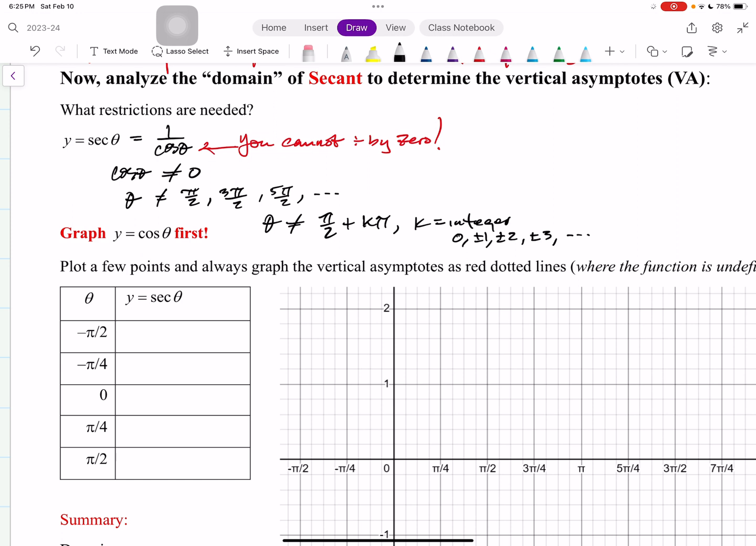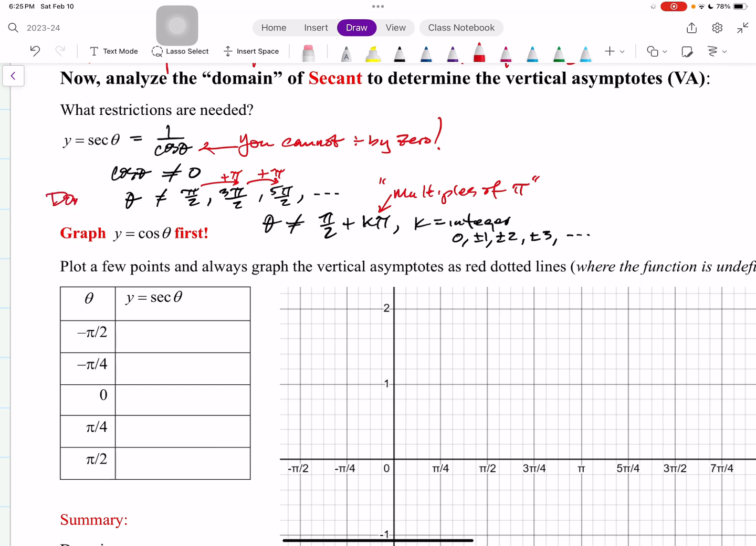So why is it pi? Well, if you add pi to pi halves, you get 3 halves pi. You add pi again, you get 5 halves pi. So you keep adding multiples of pi. So k pi is a fancy way of saying multiples of pi. That's it. Nothing fancy there. So that is the domain.